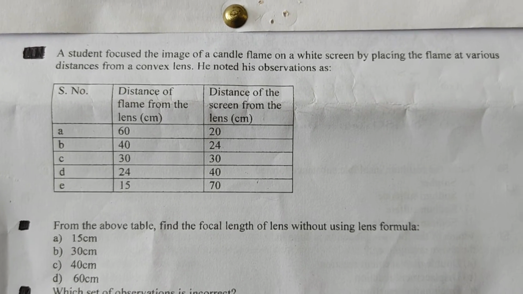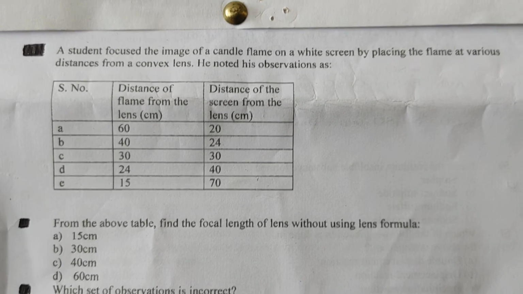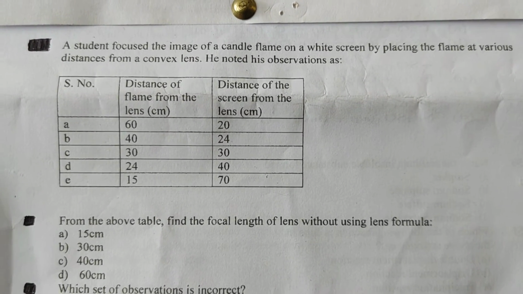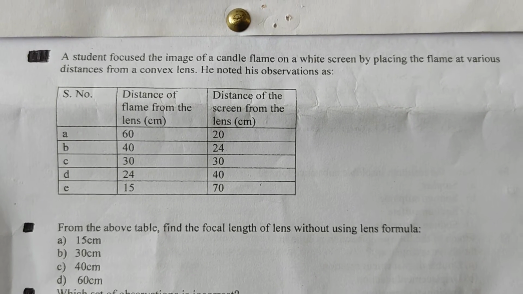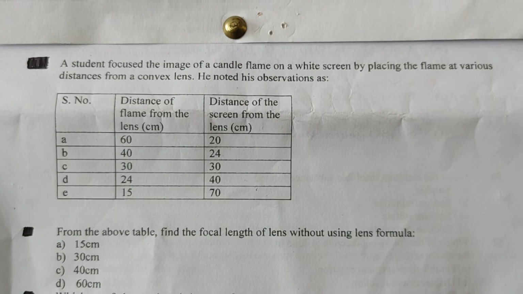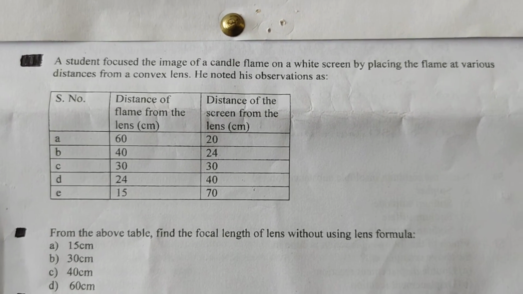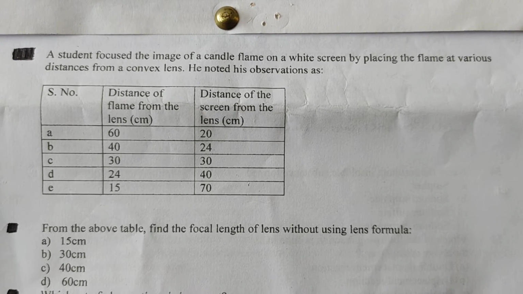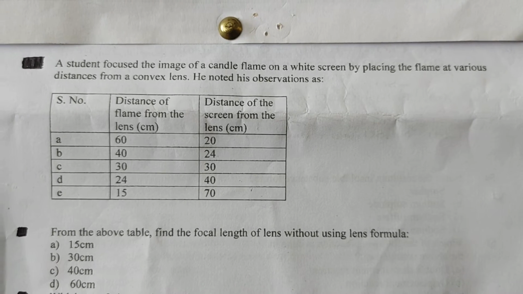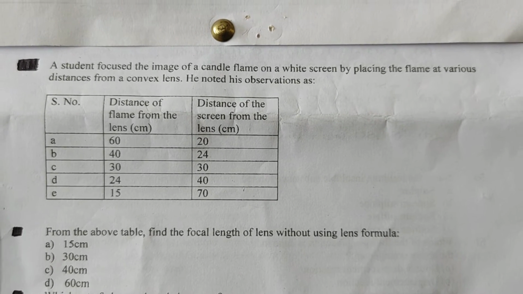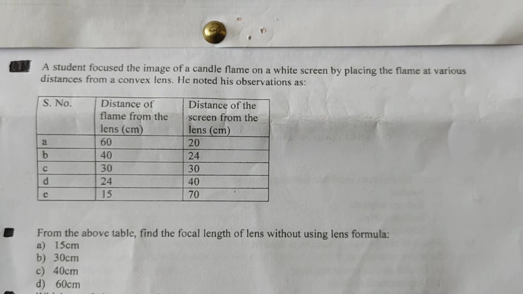Because when we look at the observations, we see that in case of C, U and V are equal. Each is equal to 30 centimeters. And we know this is a case of convex lens. When object is placed at 2F, an image is formed at 2F behind the convex lens. So it means 30 centimeters is equal to 2F. So F is half of 30, that is 15 centimeters. So focal length is 15 centimeters. When we look at the 4 options given, we see that A is the correct option.